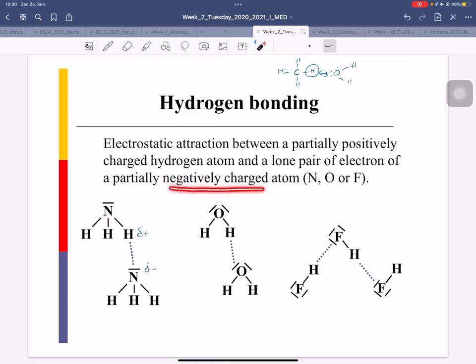Negatively charged N, O, F with the positively charged hydrogen atom. What I mentioned, the electronegativity difference between these two must be more than half. This is also polar hydrogen, okay, partially positive, and this pair of electrons also, this oxygen also the same. This hydrogen also partially positive, with this pair of electrons partially negative, they can have a hydrogen bond.